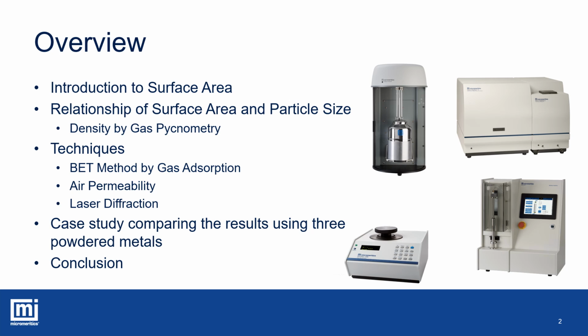The reason why this is important is that two of the techniques we'll be using to determine surface area are primarily particle sizing techniques. So this relationship between particle size and surface area is important, and density is an important part of that calculation. The techniques we'll be looking at for surface area are the BET method by gas adsorption, air permeability, and laser diffraction. Then we'll go on to look at some case study data where we collected surface area measurement data on 3 powdered metals, comparing those along with comparing the techniques, and then provide some concluding statements.